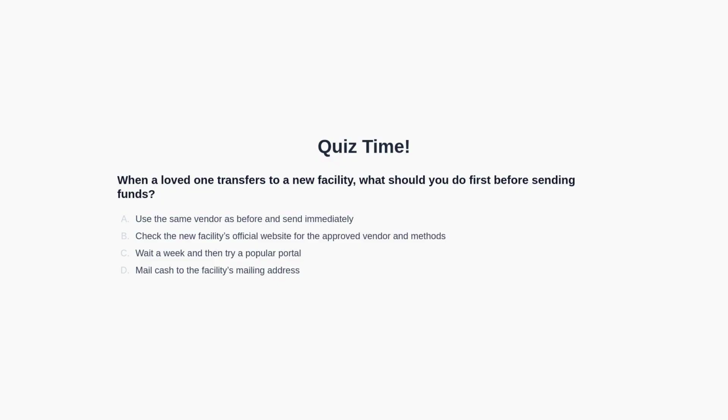Quiz time. The question is, when a loved one transfers to a new facility, what should you do first before sending funds? The options are: 1. Use the same vendor as before and send immediately. 2. Check the new facility's official website for the approved vendor and methods. 3. Wait a week and then try a popular portal. 4. Mail cash to the facility's mailing address. You may pause the video now to think about the answer. We will discuss the answer in the next section of the video.